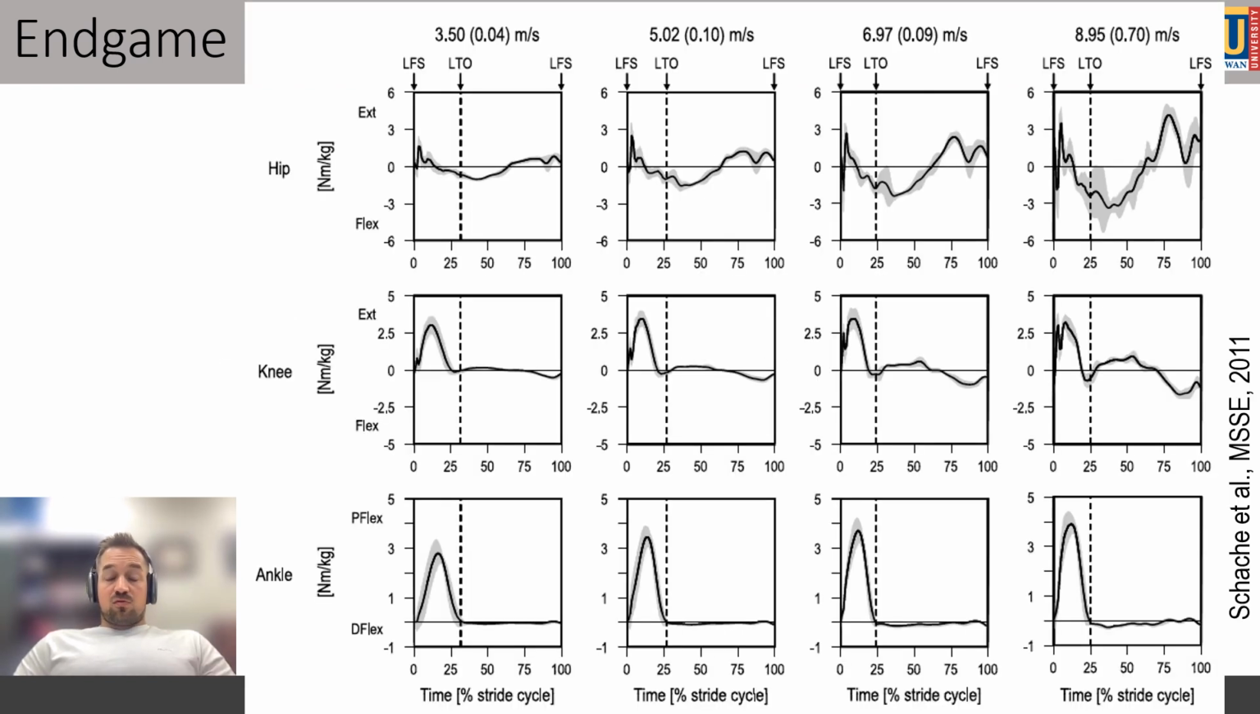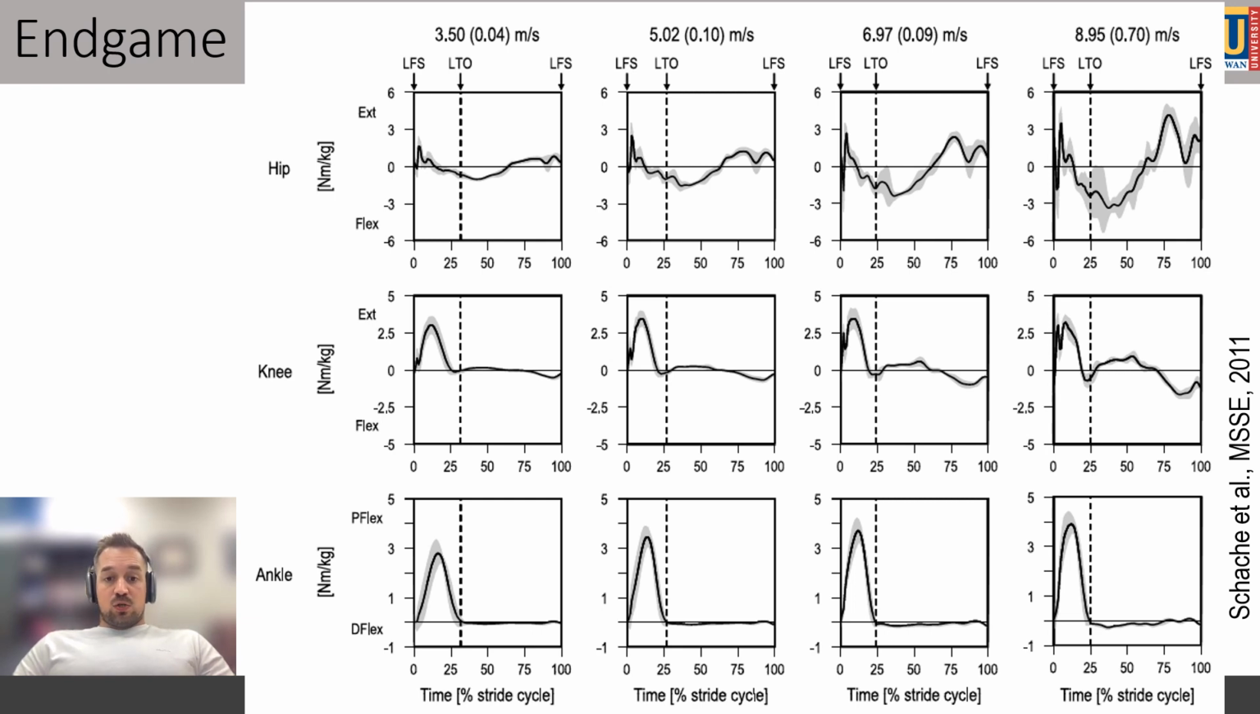So what happens from a muscular perspective when we are approaching max velocities, and why attaining max velocities offers a unique stimulus, a stimulus that is hard to achieve with other exercises and training methods? Let's have a look at this figure where you see the joint moments for the hip, knee, and ankle, when running at different velocities from 3.5 meters per second up to almost 9 meters per second.